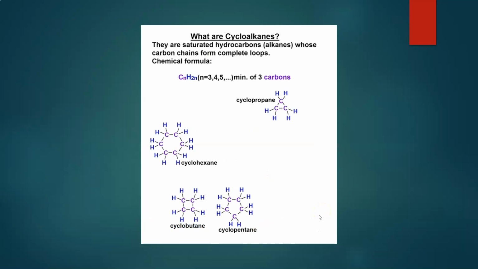What are cycloalkanes? They are saturated hydrocarbons, alkanes in this case, whose carbon chains form complete loops. This is the cyclopropane, cyclohexane, cyclobutane, and cyclopentane.